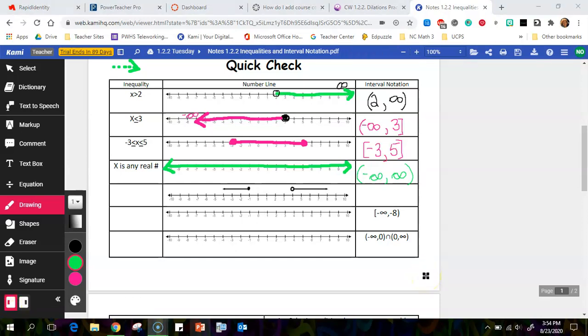I actually see an error on this paper. I see a bracket with a negative infinity. This should be a parentheses, so you can correct that right there and put a parentheses right there.